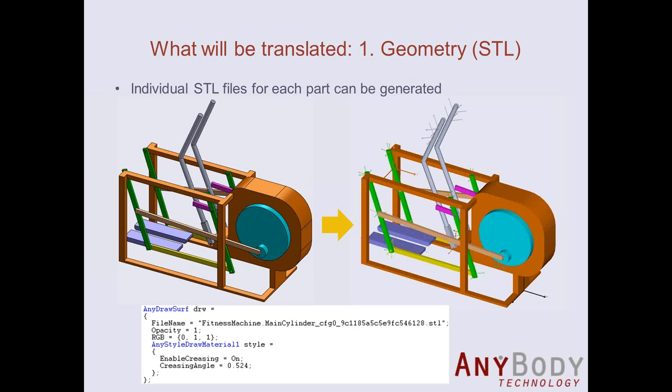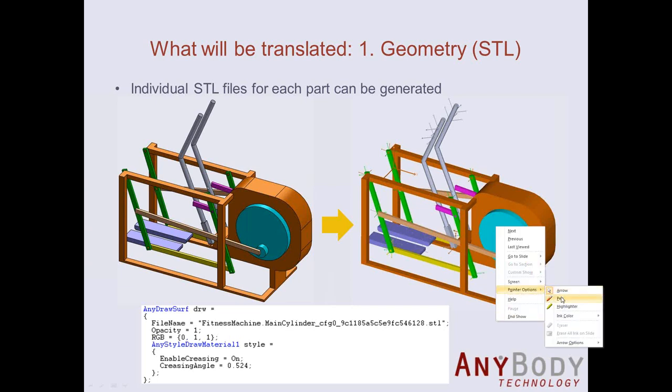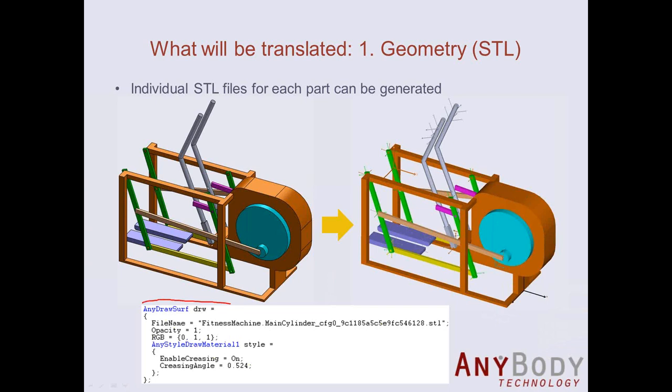As you can see in this piece of AnyScript, each AnySeg object has its own AnyDrawSurf object which uses those STL files. All these drawing surface objects will be also created in the resultant AnyScript files automatically. In addition, SolidWorks2AnyBody will extract the color and opacity information from each part, and those information will also be written inside the resultant AnyScript file.